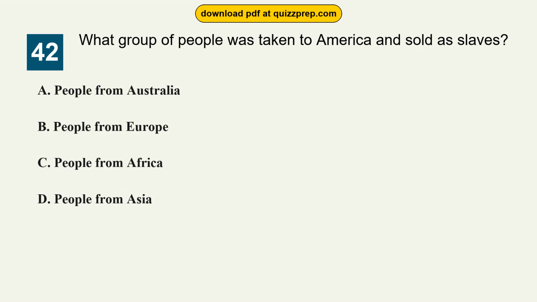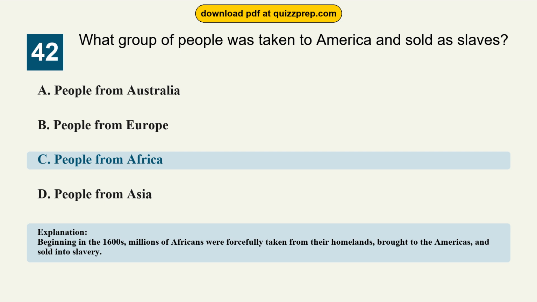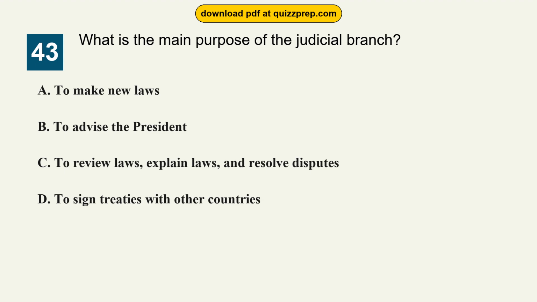Question 42. What group of people was taken to America and sold as slaves? Option A, people from Australia. Option B, people from Europe. Option C, people from Africa. Option D, people from Asia. The correct answer is option C, people from Africa. Beginning in the 1600s, millions of Africans were forcefully taken from their homelands, brought to the Americas, and sold into slavery.